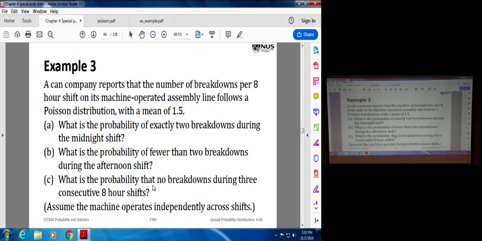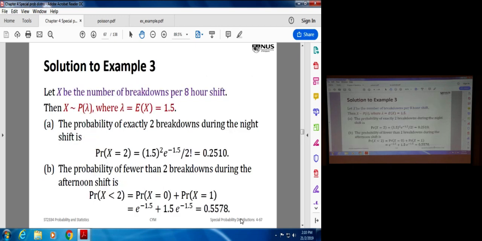If you add these two numbers, apparently it's 0.578. Now, the third part is a little bit more interesting. It says, what's the probability that no breakdowns occur during 3 consecutive 8-hour shifts? And we are assuming that the machine operates independently across shifts. Obviously not a very reasonable assumption, but we're going to make it. So this is more interesting.